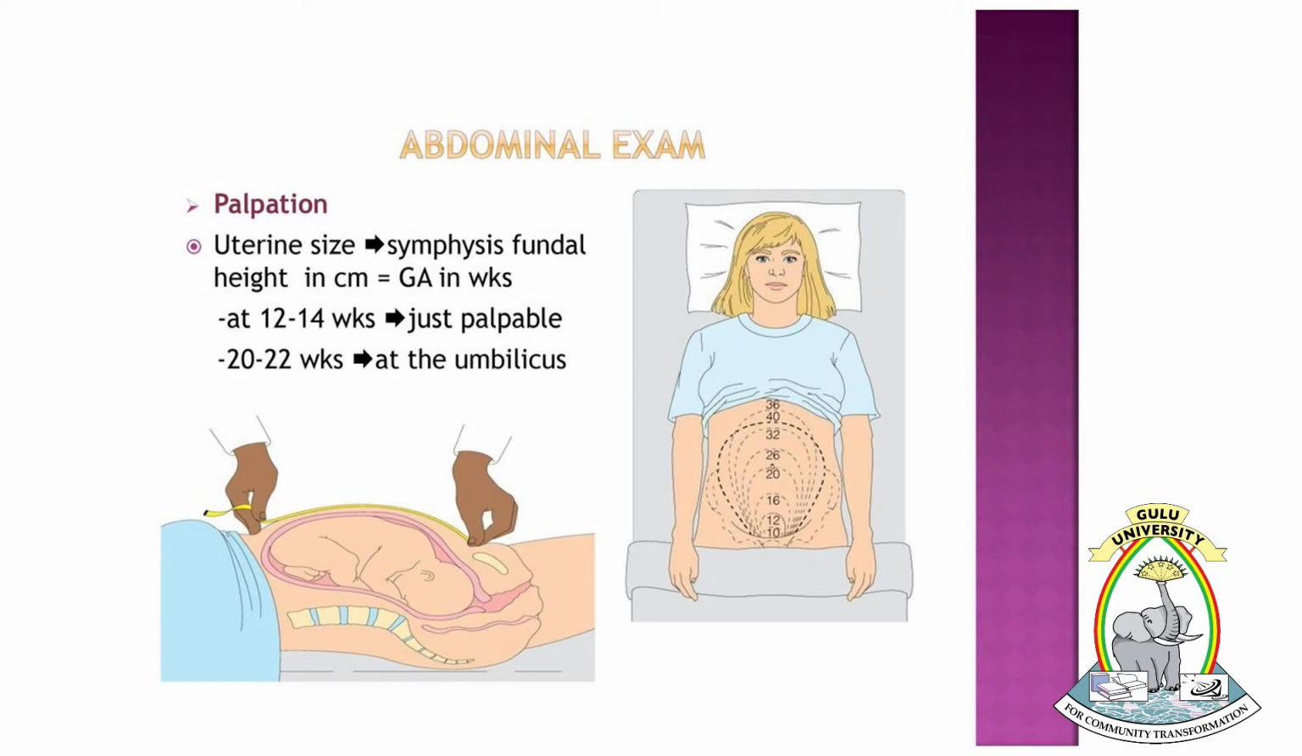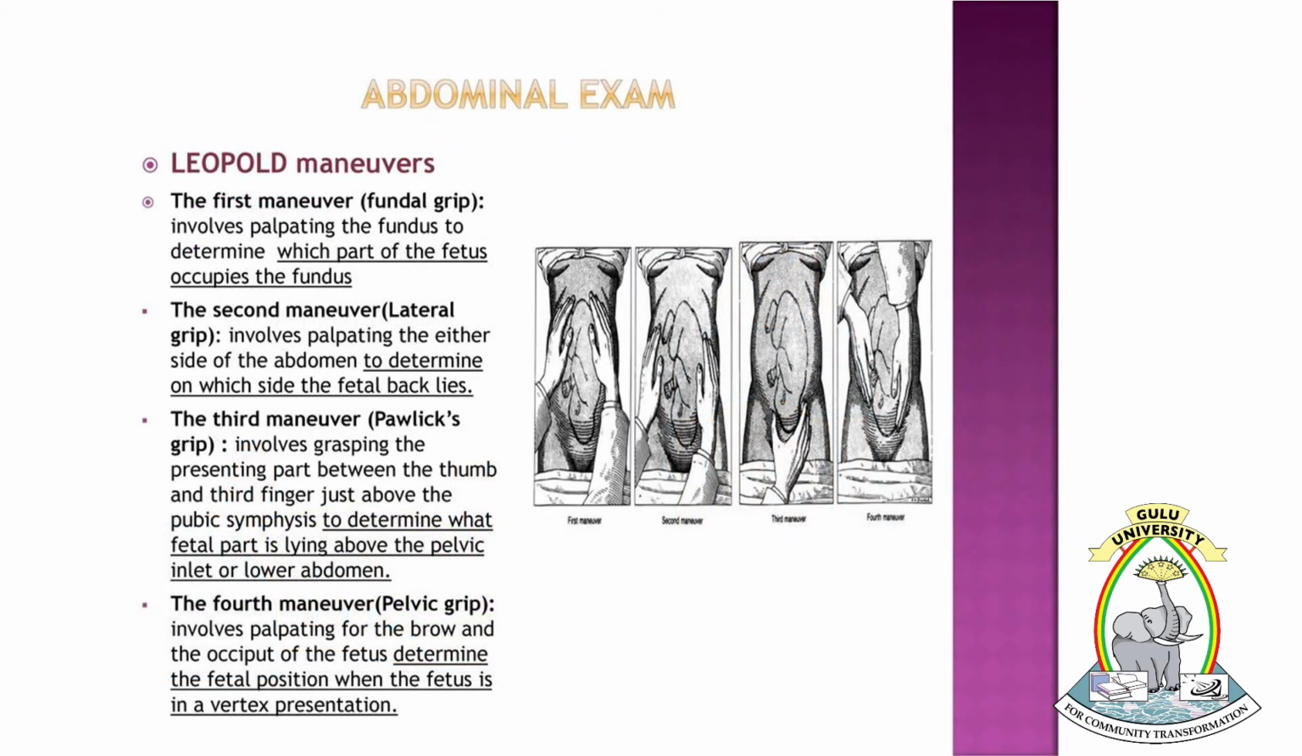There are some rules that apply there, and this is what you need to look at when you are doing that. You could also consider doing Leopold's maneuver, and these are actually 4 maneuvers. The first maneuver is the fundal grip, and in this case you're trying to palpate at the fundus and determine which part of the fetus occupies the fundus. Is it the breech? Is it the head? Or is it other parts of the fetus that occupies the fundus?